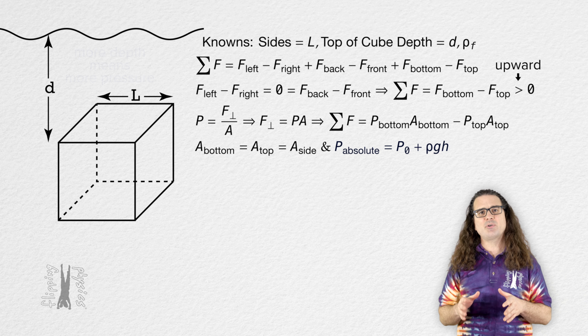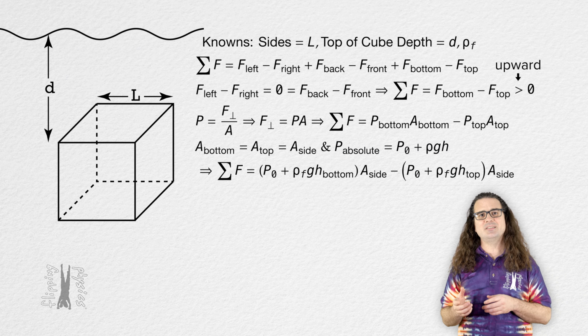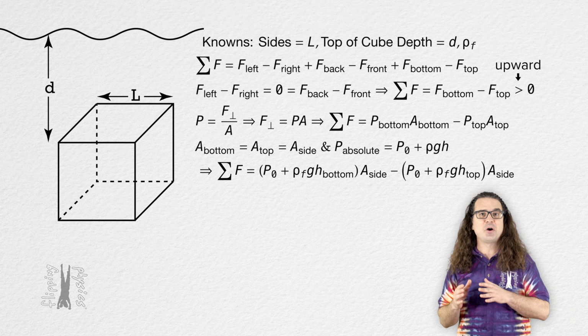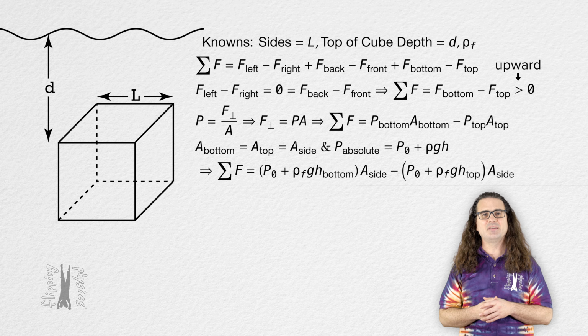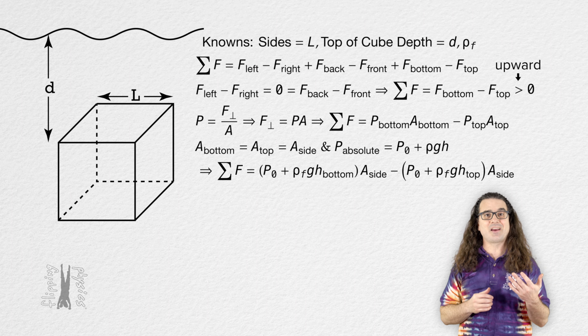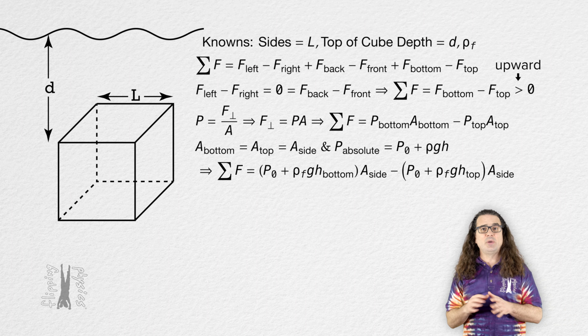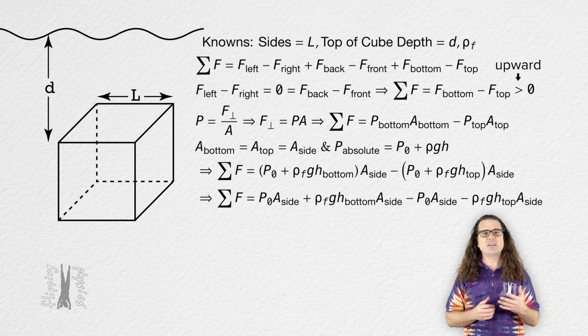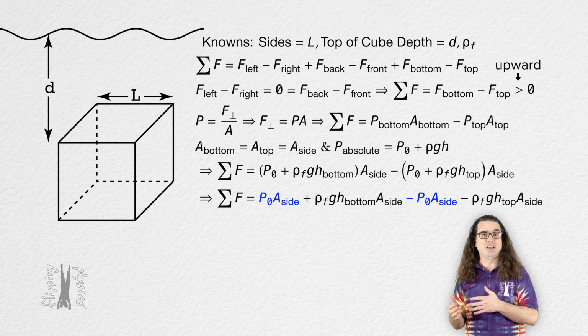We get the quantity pressure naught plus fluid density times gravitational field strength times the depth to the bottom of the cube all times the area of a side, minus the quantity pressure naught plus fluid density times gravitational field strength times the depth to the top of the cube all times the area of a side. We can distribute the area of a side in our equation. Notice we have pressure naught times area of a side minus pressure naught times area of a side. Those cancel one another out.